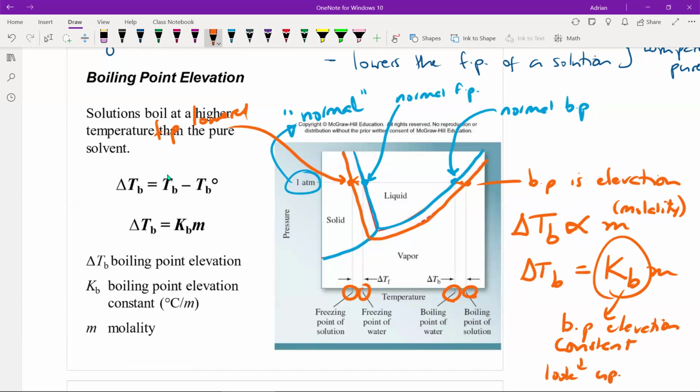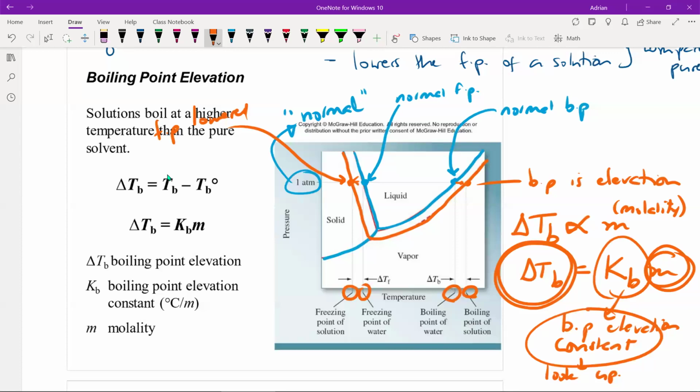And this is something we can look up in our tables. So we can calculate the change in the boiling point for a solution relative to the pure solvent if we know what this constant is and if we know the molal concentration of that solution. Remember, the change in boiling point, change in anything, will be the boiling point of the solution, subtract the boiling point of the pure solvent.